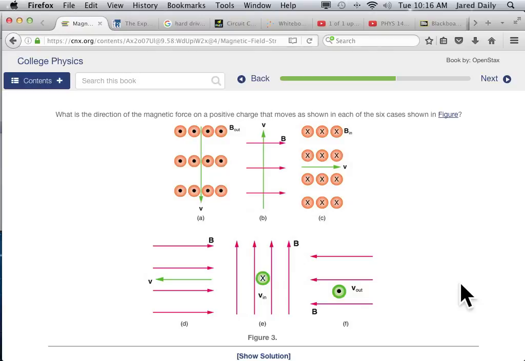Why didn't you tell us we had to use the right hand? What's that? Why didn't you tell us we had to use the right hand? Yeah, good point. We did mention that in passing.